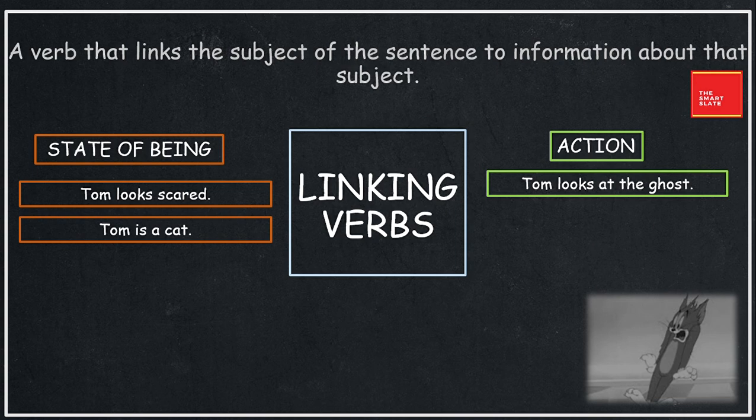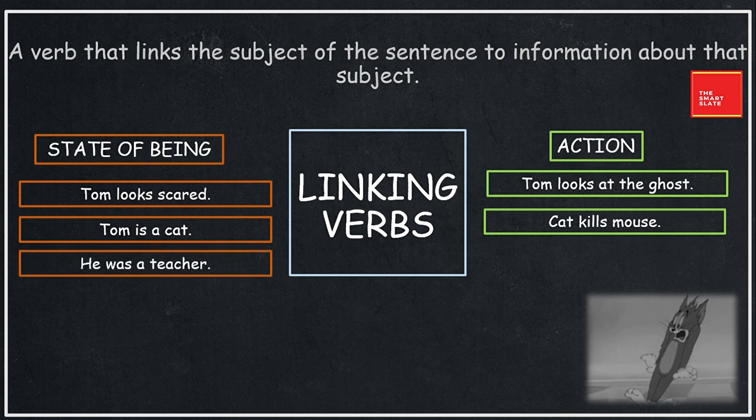A similar example: Tom is a cat, the state of being, whereas Tom kills Jerry, this is the action. He was a teacher. He taught grammar. So here he is the subject, and he was a teacher is a state of being. Yes, at the time he was a teacher, and he taught grammar is the action which took place in the past. So was and taught here are the linking verbs, linking the subject he to the information about it, that is teacher or teaching grammar.